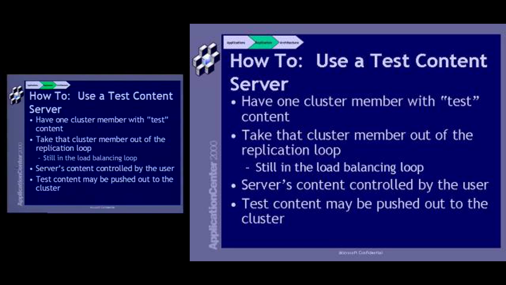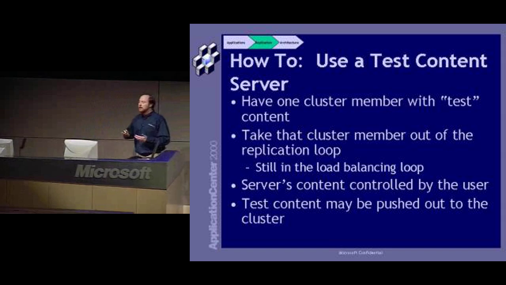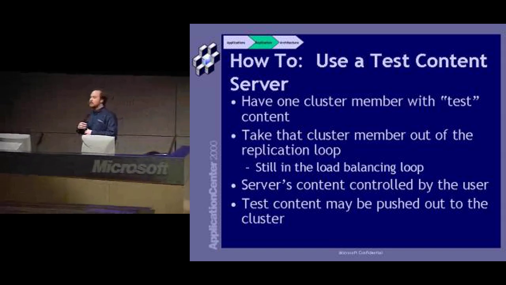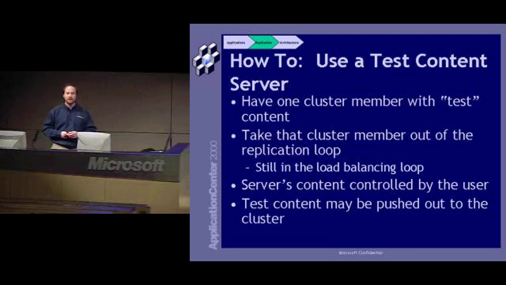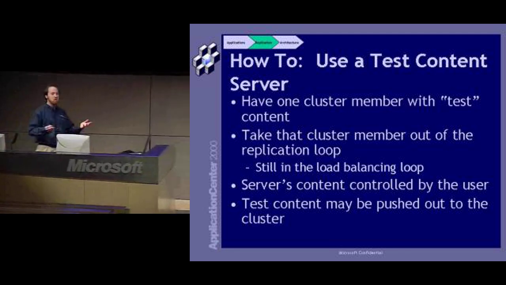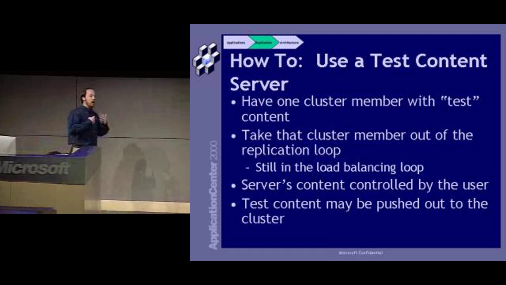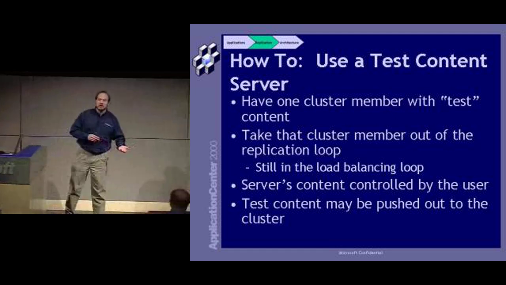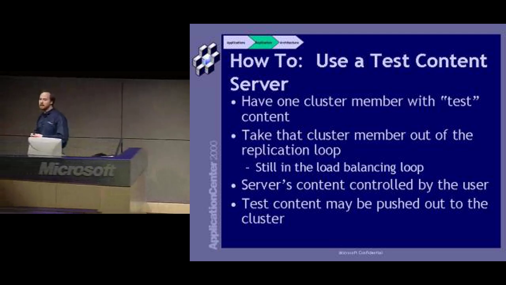What we would do is designate one of your machines in your cluster as the test machine, and then you can take that machine out of the replication loop. So if we went back to an early example, or just in general, you could take one machine out of the replication loop, which means that every time you do a full synchronization or an automatic synchronization, which is done by the system, it won't get updated. So while that machine is not getting any new content from the cluster controller, it still gets hits from load balancing, right? So people are still hitting it and all that kind of good stuff.